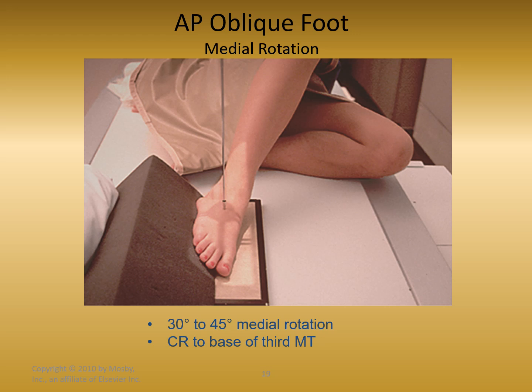If you have sponges available, you can use the sponge like they did here to make sure that you get the 45. 45 is for an average foot. So 45 is usually what we would use for the rotation. The central ray will be perpendicular because once again, now we're rotating the foot. We are not working against the longitudinal arch of the foot anymore because we're obliquing the foot halfway from AP to lateral.